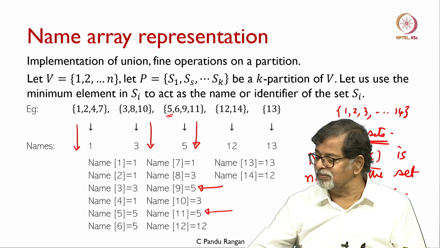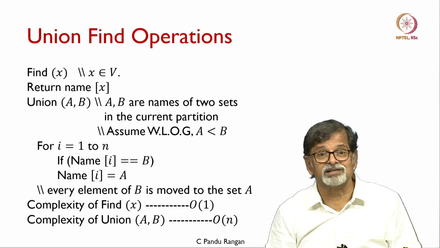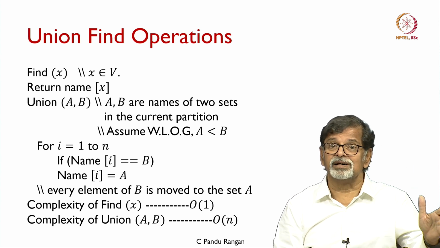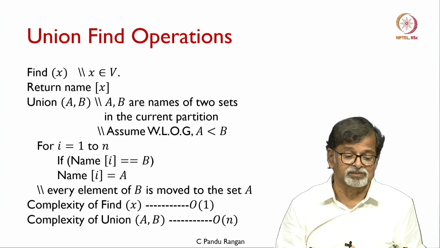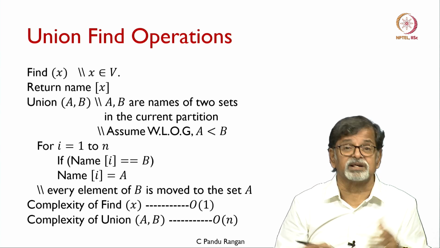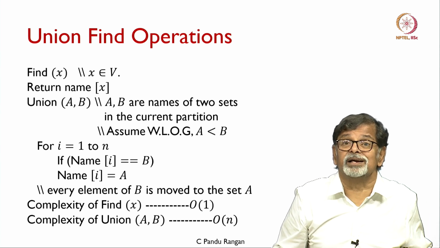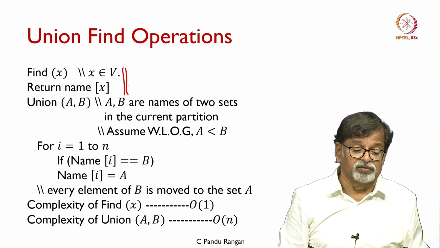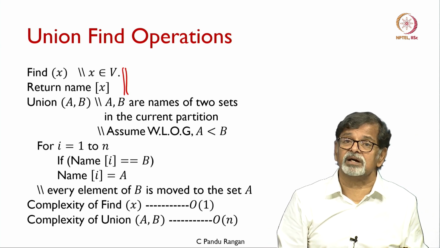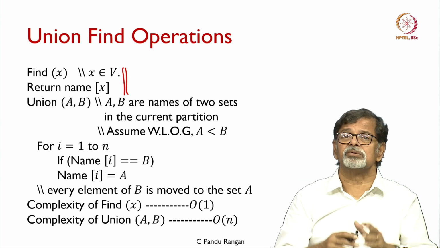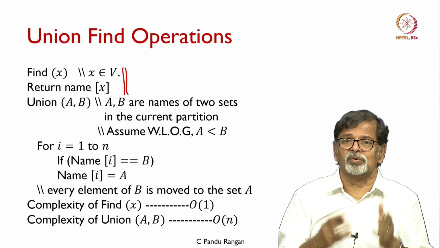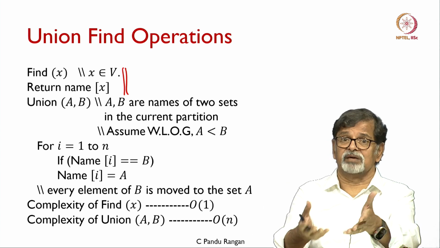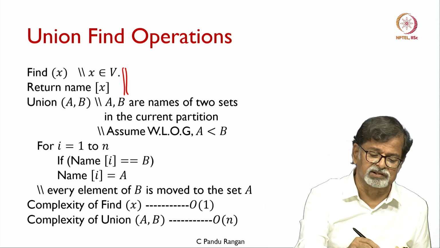Suppose I have the name array representation. Here is a very simple way to implement the union algorithm and the find algorithm. What is find? Find x should return name of x, done, one line of code. You want the name of the set containing x, and that is available in the name array, that is how we have defined the name array. Therefore, this is done.